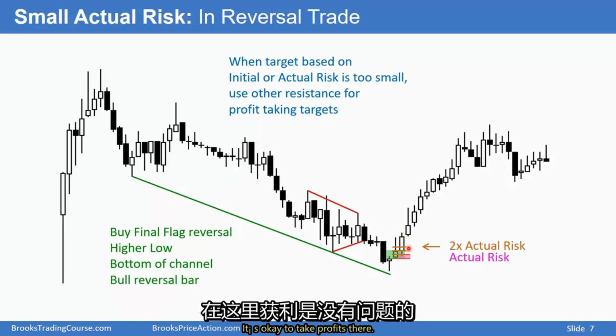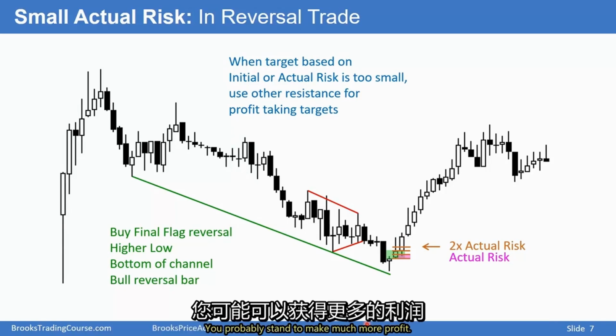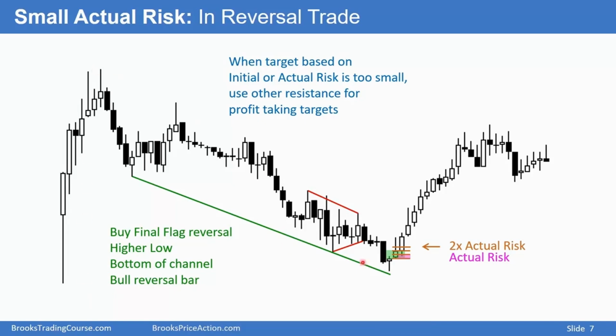2 times actual risk. It's okay to take profits there, but doing the minimum is rarely ever the best in life. And when you look at the size of the legs up and down and the size of the bars, this is probably way too small. You probably stand to make much more profit.